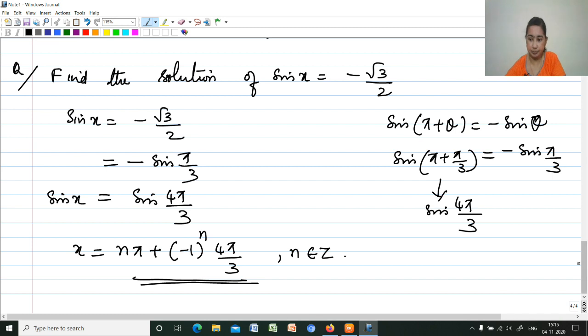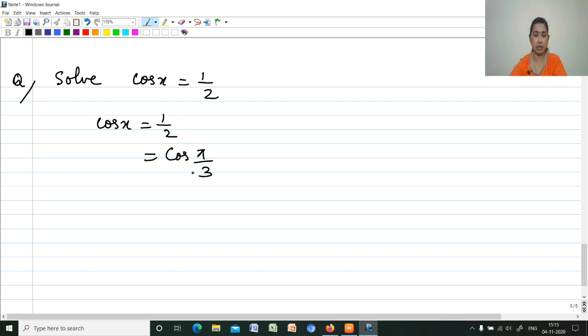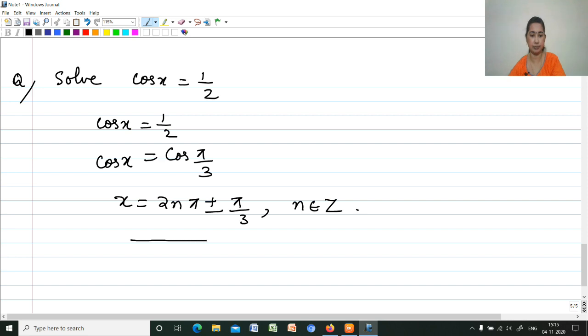Now, next one. Next question. Solve cos x equal to 1 by 2. So, cos x equal to 1 by 2 means, for which value of cos are we getting 1 by 2? That's cos 60, cos pi by 3 is equal to 1 by 2. Now, both are positive. Cos x equal to cos y implies x equal to 2n pi plus or minus y. Y is here pi by 3, where n is an element of Z.